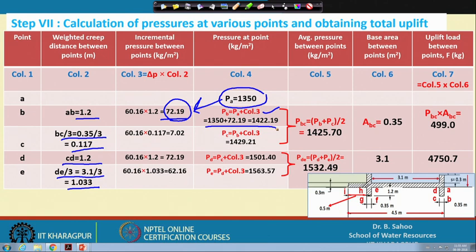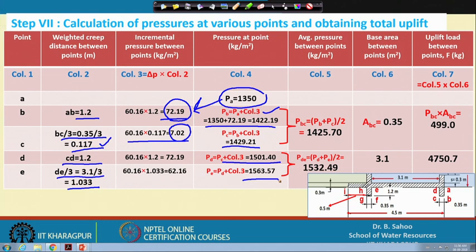Similarly, at point C, we have the weighted creep distance equal to 0.117 meter. So, the incremental value will be 7.02 kg per meter square, and my pressure at point C will be the P B value plus this incremental value of 7.02. So, we will be getting 1429.21. Okay. Similarly, you can calculate for point D. Here for point D it is 1501.40, and for point E it is 1563.57 kg per meter square.